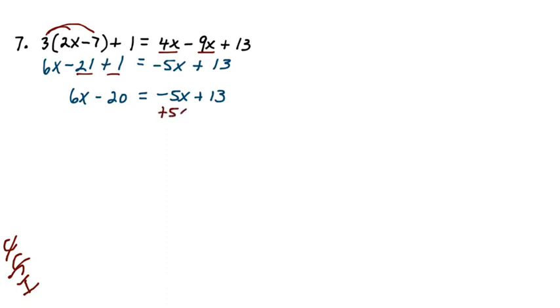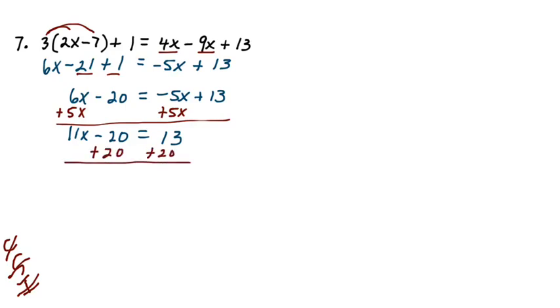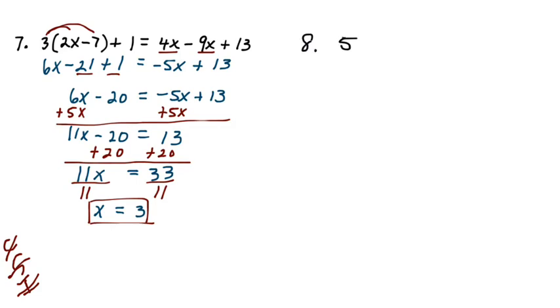So let's go ahead and add 5x to both sides. We're going to get 11x minus 20 is equal to 13. Notice we now have a two-step equation now that we did CSI. That's why we do it. We'll add 20 to both sides, and you can probably see that that's 3. All right, so one last one to do here. See if you can do this.